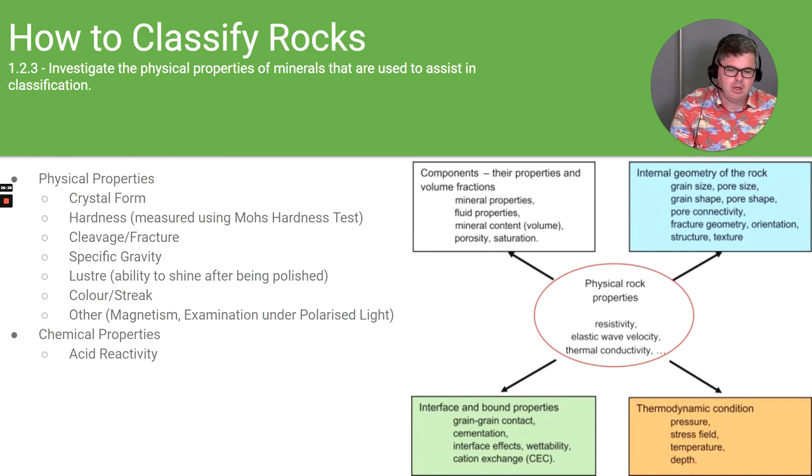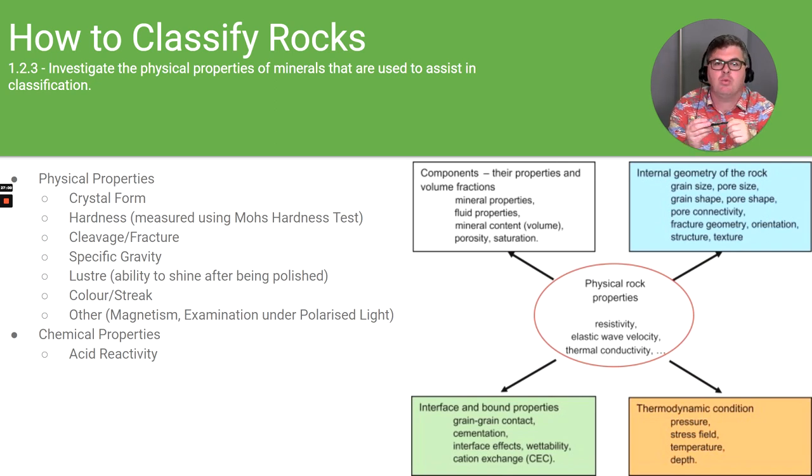All right. To classify rocks, we use physical and chemical properties. A physical property is a trait that the object has on its own without interacting with any other form of matter. So, say for instance, I have a piece of metal or something. This pen. This pen on its own has various physical properties.